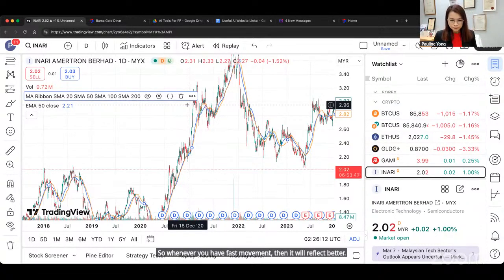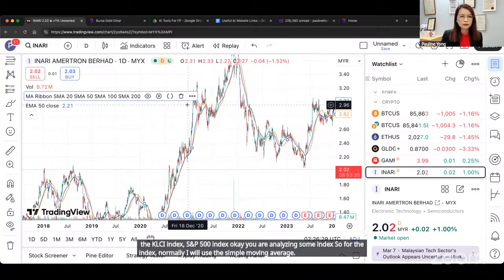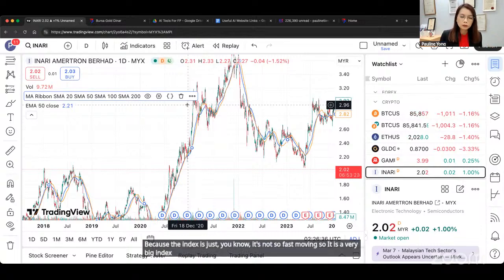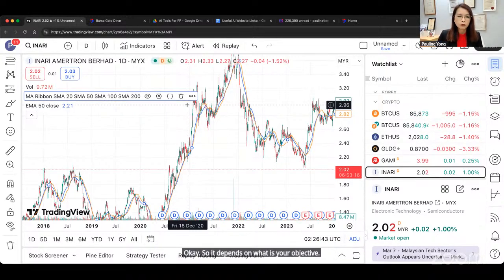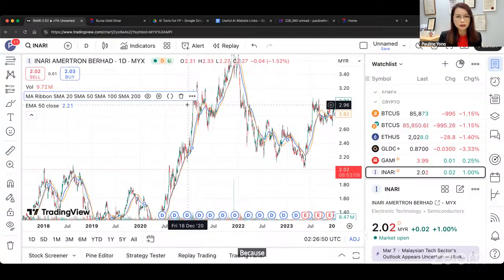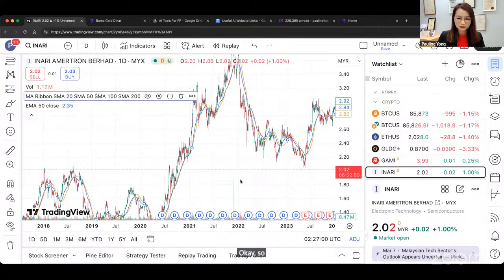But if you are analyzing an index, for example the KLCI index or the S&P 500 index, normally I will use the simple moving average, because the index is not so fast moving. It is a very big index, so the simple moving average is good enough. It depends on what your objective is. For most of the Bursa Malaysia stocks, I will also use the simple moving average because the stocks here are a bit slow. I think it's pretty safe. All right, so let me go back to my slide.